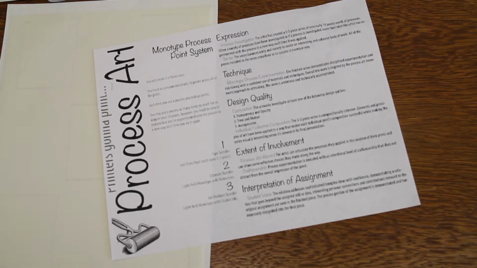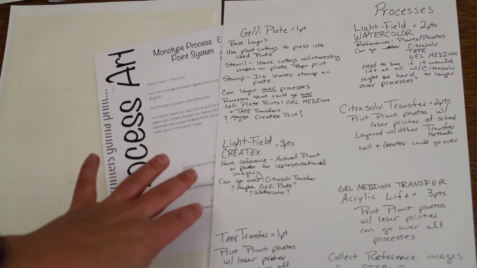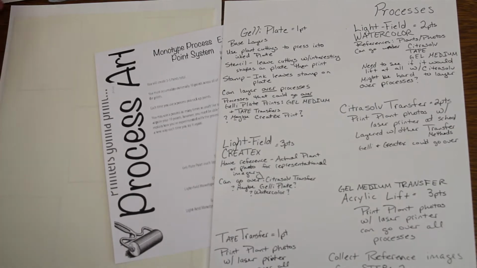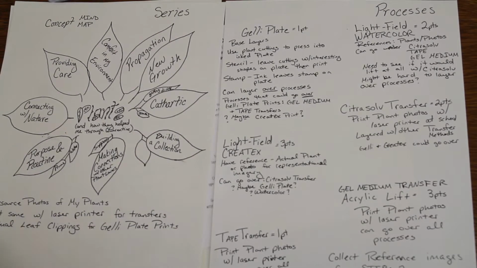Okay, so for step 2 of your monotype project planning, I want you to consider more of the objectives and plan out each individual print as best you can with what processes and imagery you're going to use. Now, because of the nature of how I've designed the project, being that you need to accumulate 10 points across 3 to 5 prints, I would like you to make sure that you're thinking about the point value and also what processes might layer over top of another.